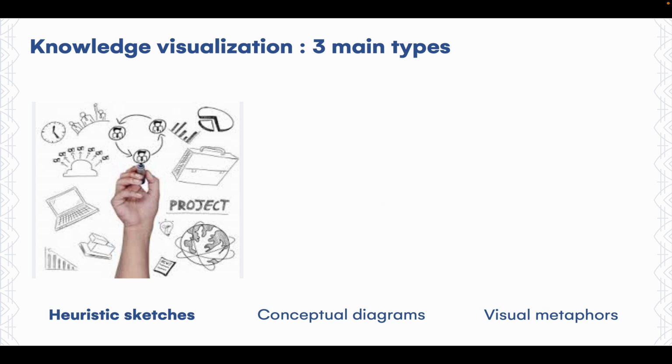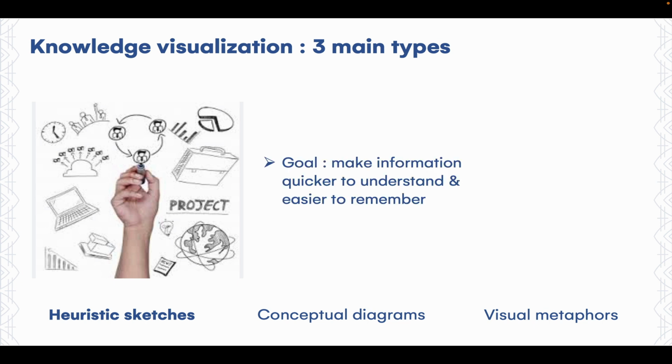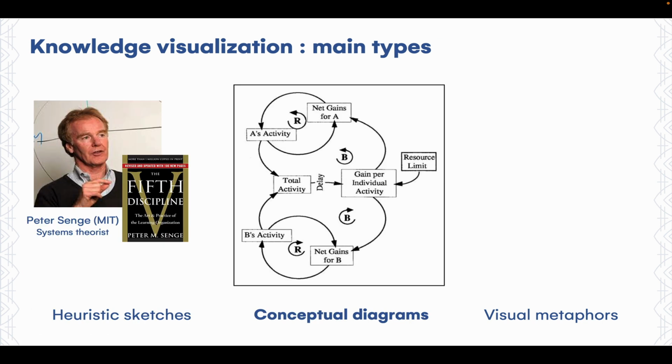Heuristic sketches, which are simple symbols for written knowledge or spoken knowledge, turning them into images like this globe or pie chart or this circle of little drawn people, drawn clock to represent time. And each of these little sketches is a heuristic, meaning it's a little shortcut to an idea. So each of these little sketches makes information that is part of a discussion easier, quicker to understand, and easier to remember. Second category are conceptual diagrams.